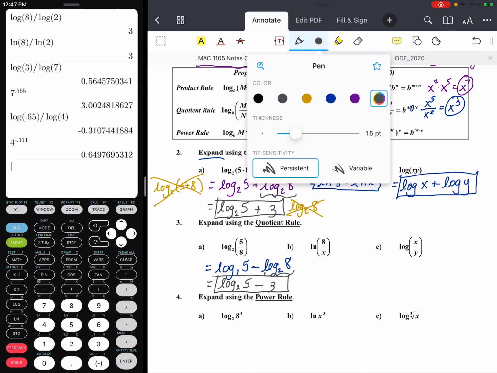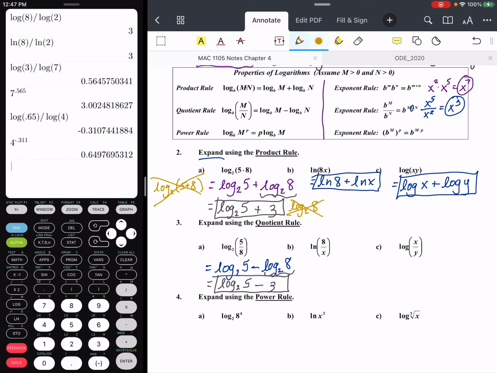And I know you're tempted, but please don't write this as log base 2 of 2. Don't do it. It's totally wrong. Please don't do that. Log base 2 of 5 minus 3. Two separate terms. All right, let's continue with part B, natural log of 8 divided by x. So using our quotient rule, this is natural log of 8 minus natural log of x.